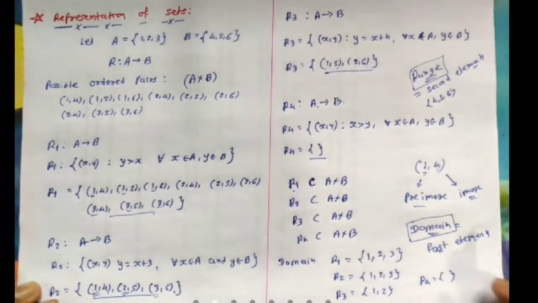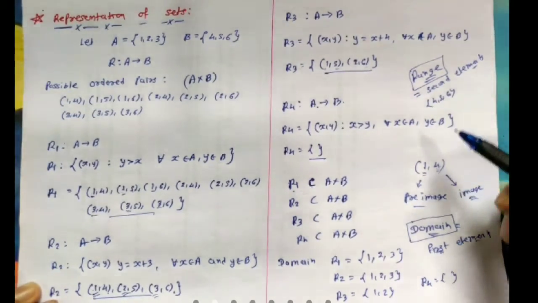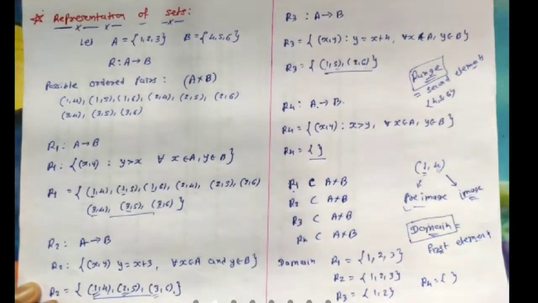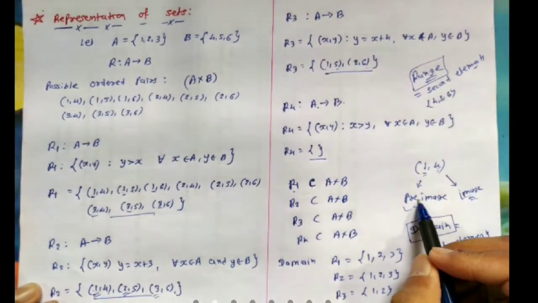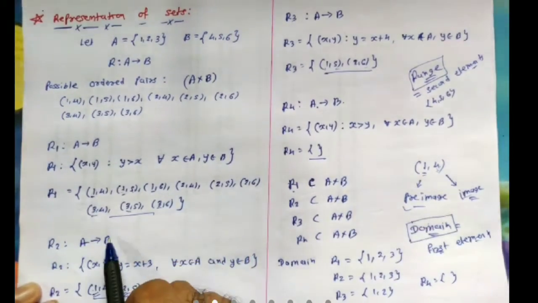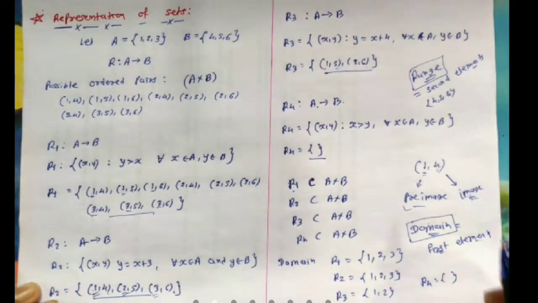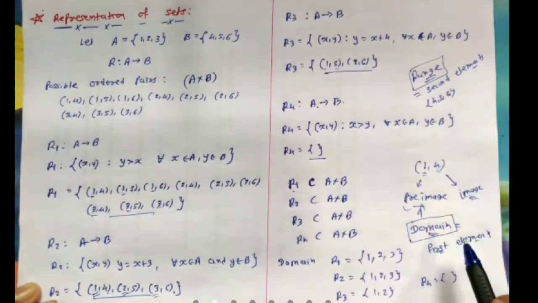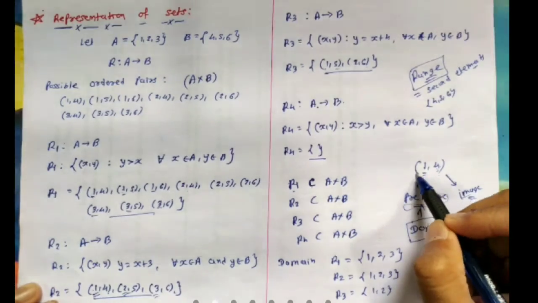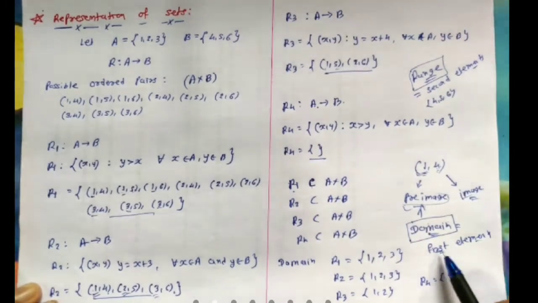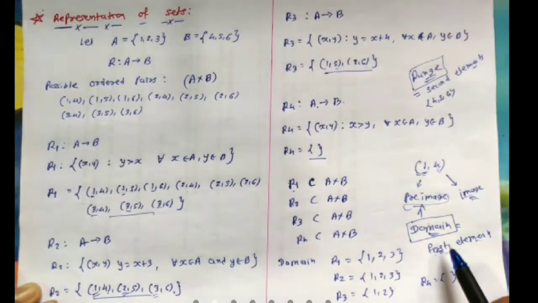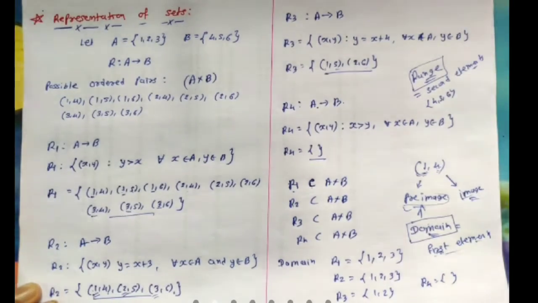Clear? So now we are combining the definitions of range and domain with pre-image and image. What is pre-image? It is the first element of an ordered pair. What is domain? It's the set of all the first elements. So can we say that domain is nothing but the set of all the pre-images? Clear? Domain is the set of all the pre-images. Pre-image is nothing but the first element of an ordered pair. So what is domain? It's the set of all the first elements. That means the set of all the pre-images. So now we can define our domain as the set of all the pre-images of a relation.